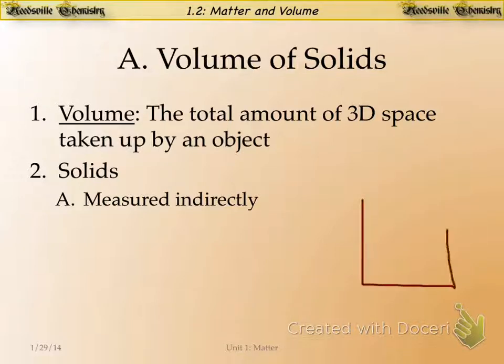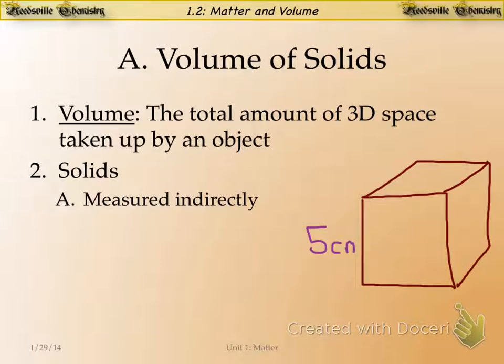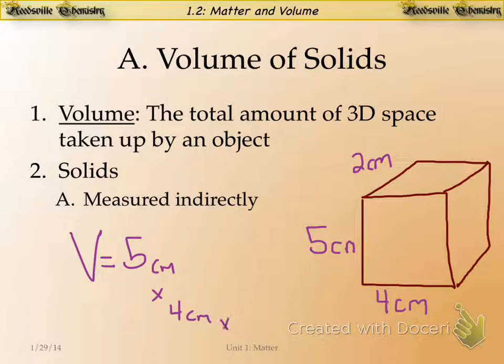Try to get a cube here. That looks pretty good. Alright, and if we wanted to solve for the volume of the cube, I'm sure you've done this in math class before. Let's say that this side of the cube is 5 centimeters and the depth of the cube is 2 centimeters. Okay, and the width of the cube down here is 4 centimeters. We know that the equation for the volume is just length times width times height. And in our case, that'd be 5 centimeters times 4 centimeters times 2 centimeters.